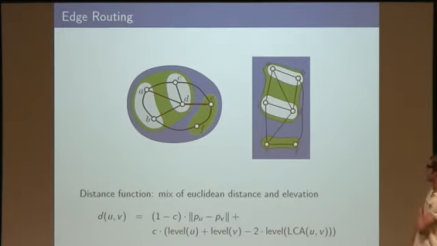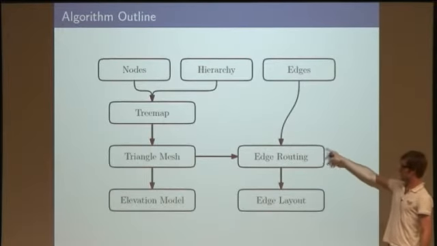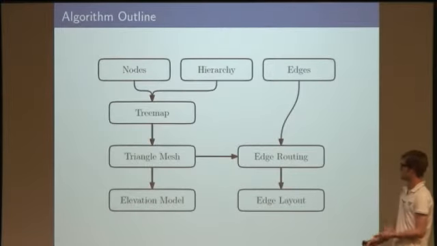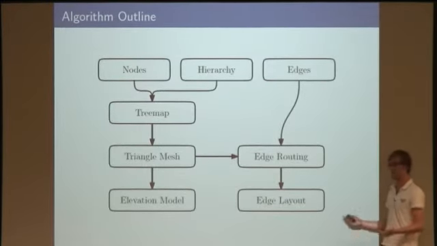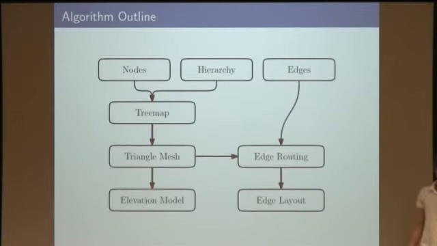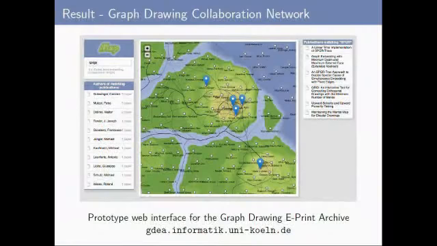This is the final drawing with all edges routed. I described the tree map layout, the triangle mesh, and the edge routing. This leads to this elevation model as a raster graphic, and the edge layout in the form of control points for a curve. What we did then is put all these things into tools from cartography, which are usually used to draw real maps. So instead of using something from graph drawing, we went for something that produces real maps. For the graph drawing collaboration network, it looks something like this. And if you go down this road even further, you can get something like Google Maps.